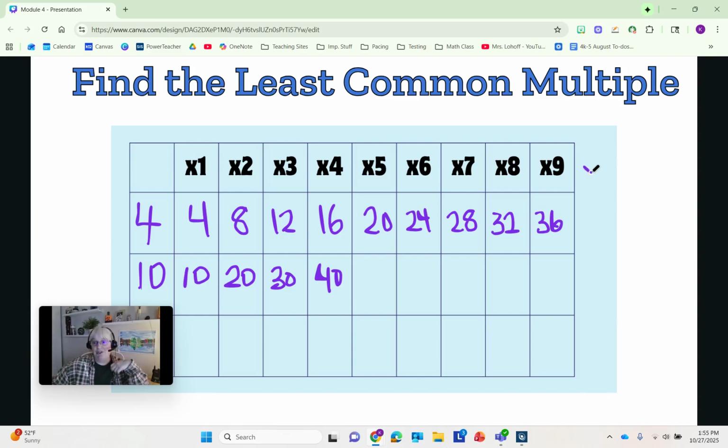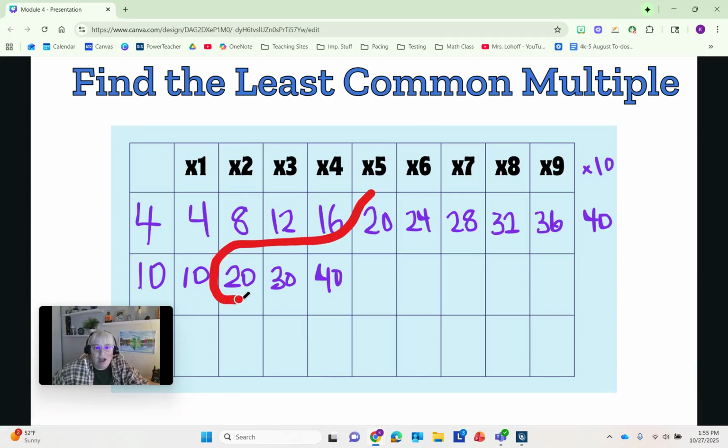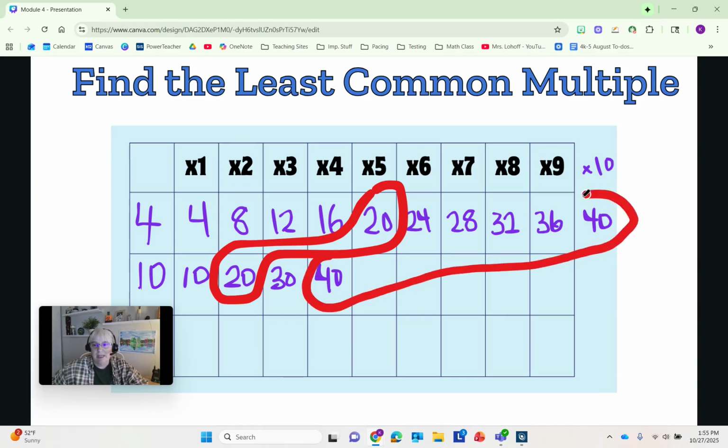And if I had made the chart go up further, because sometimes you do need to go off the chart to find the common multiple, 4 times 10 is 40. That's the turnaround fact for this one. So we have two numbers in common. We have 20, which I'll be honest, when I first looked at this problem, that is not the one that came to my mind. I thought of 40. And I could use 40. It would just be extra work. Okay, so we're going to use 20. 20 is the least of the common multiples.